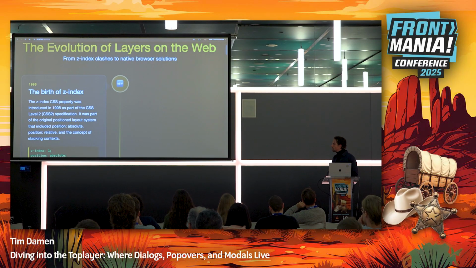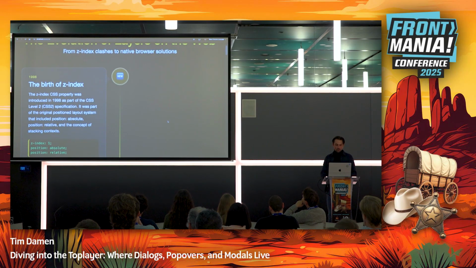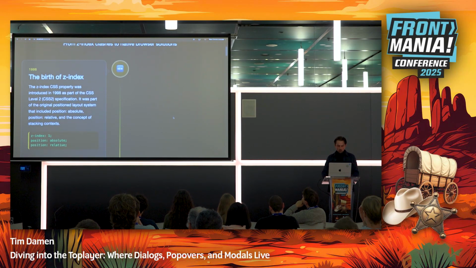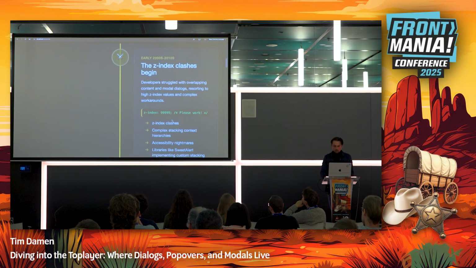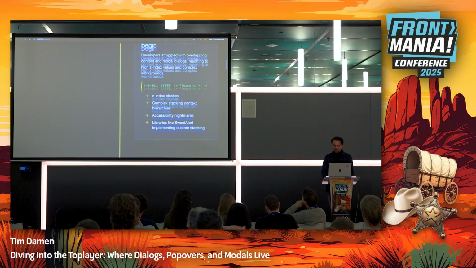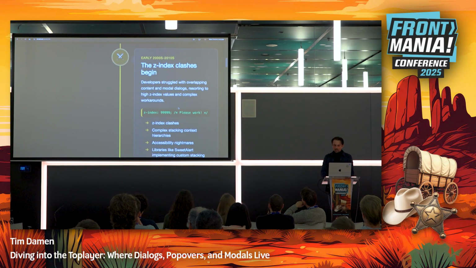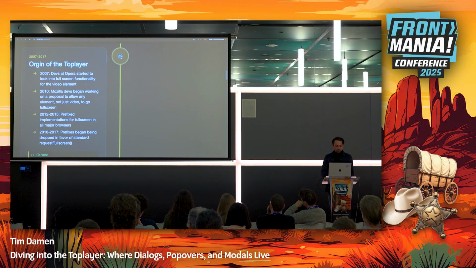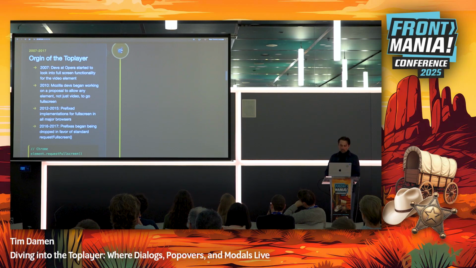So how stacking used to be done from '89 with z-index, the year I was born. Then, during this time, there was a conflict at the 99999 value, basically clashing with each other. Origin of the top layer, I already talked about this.